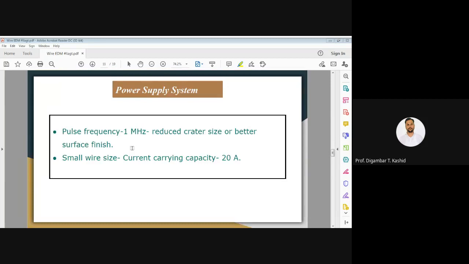Now the first element or component of our wire EDM system is the power supply, a DC power supply, or we can call it a pulsed DC power supply. This is the first element. Through this power supply system, you can get a pulse frequency up to 1 megahertz.